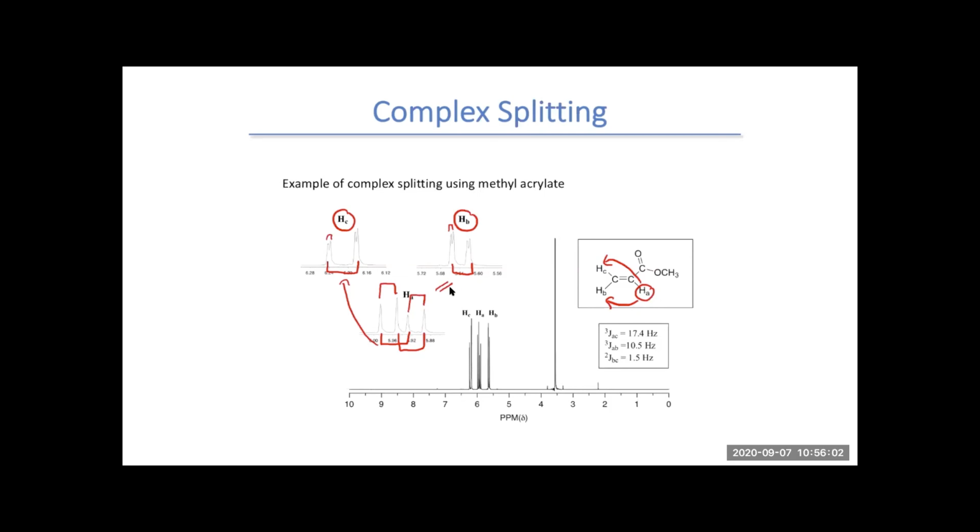And so now you guys should be able to use the N+1 rule in succession to explain and predict complex splitting. And remember, complex splitting typically occurs around double bonds. It also can occur around stereocenters. But for our class, double bonds are the most common time we see the complex splitting occur.